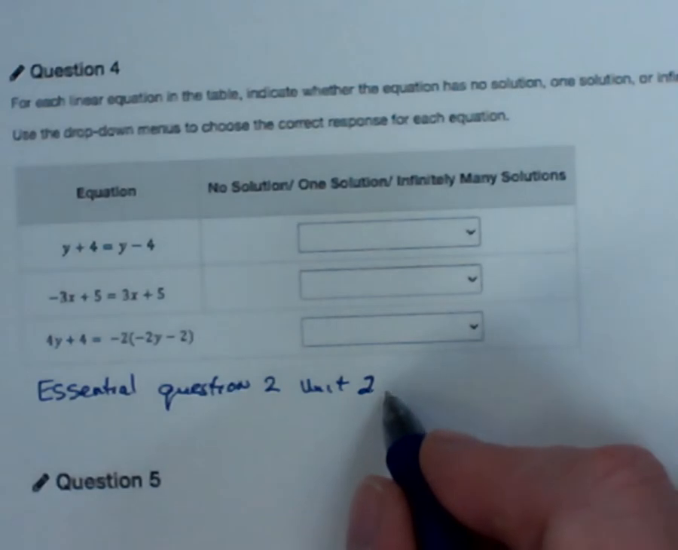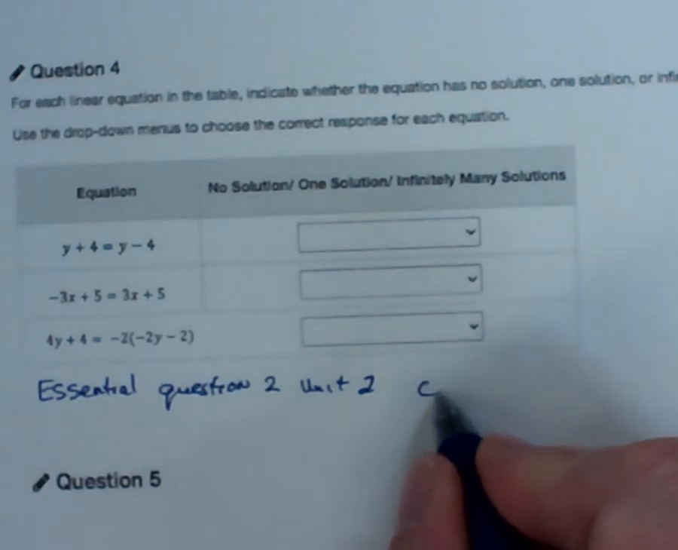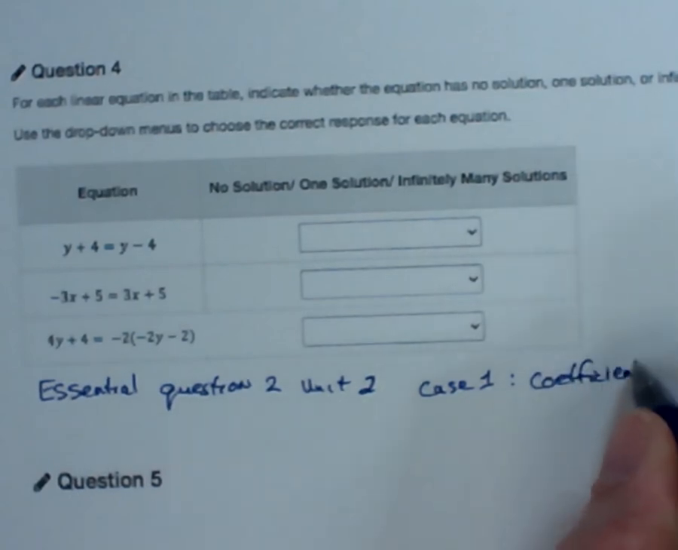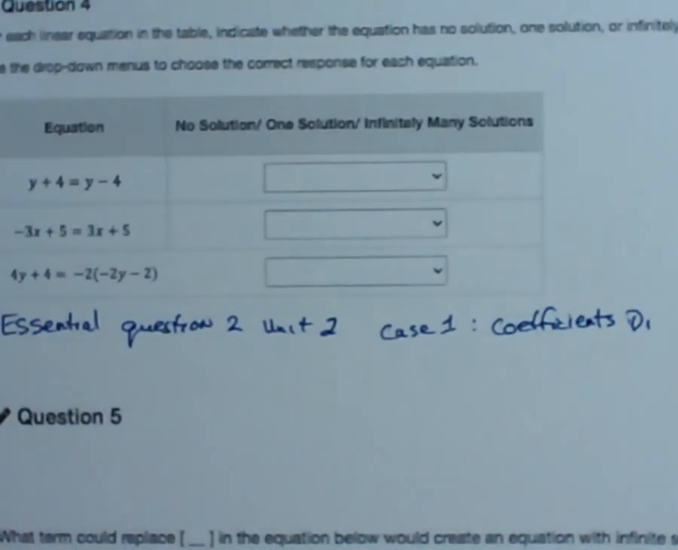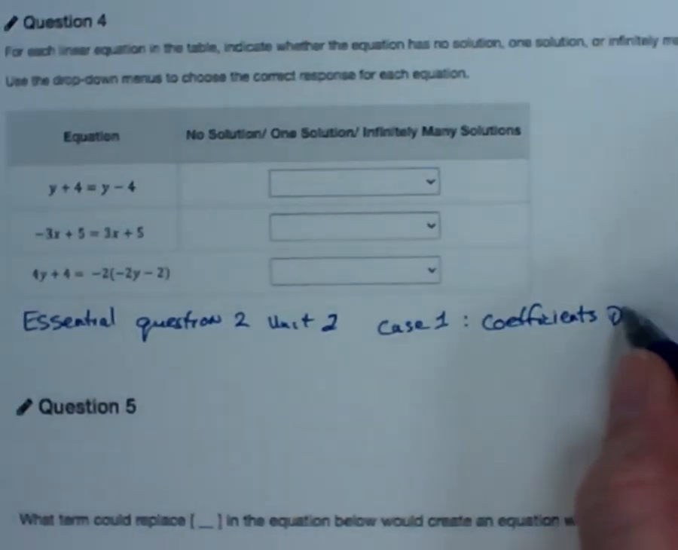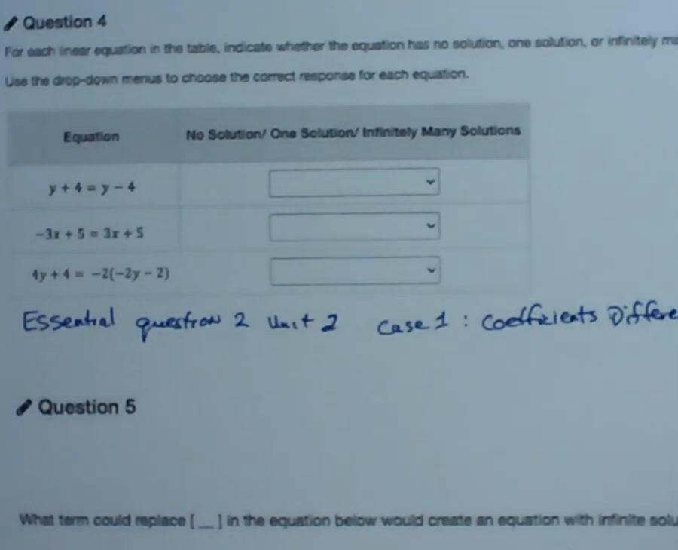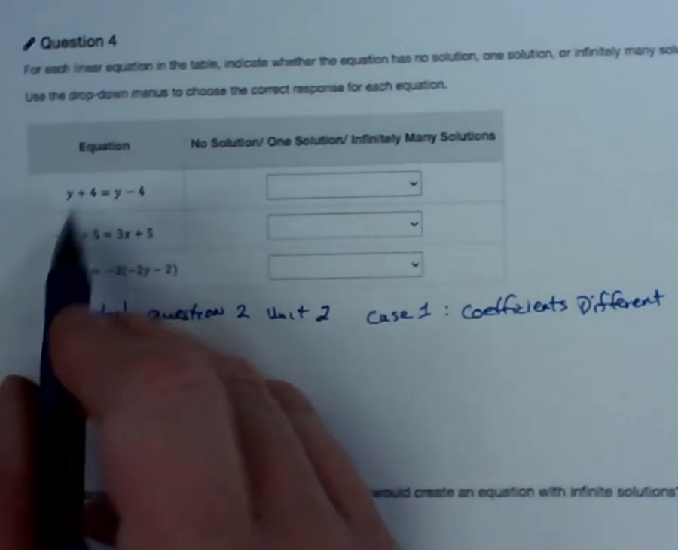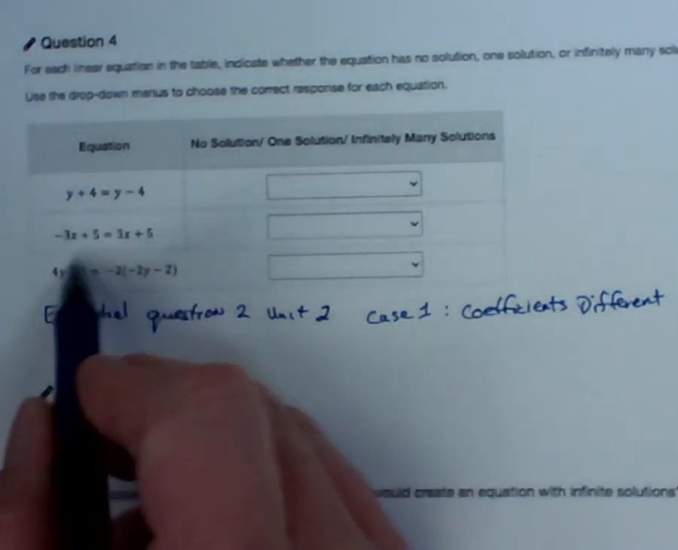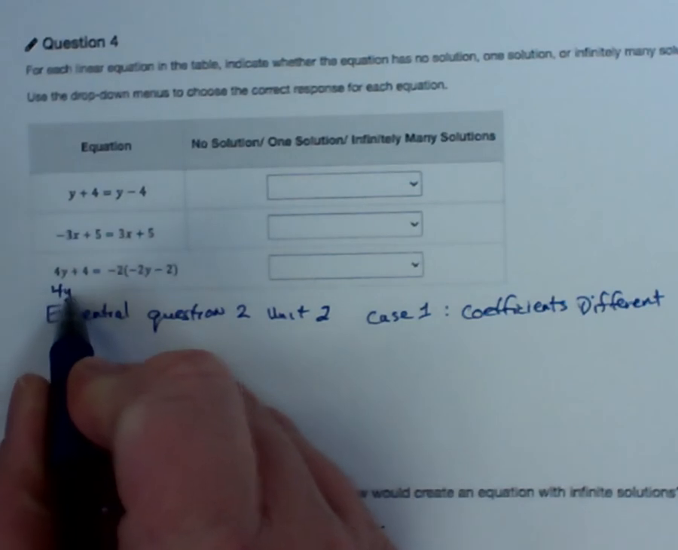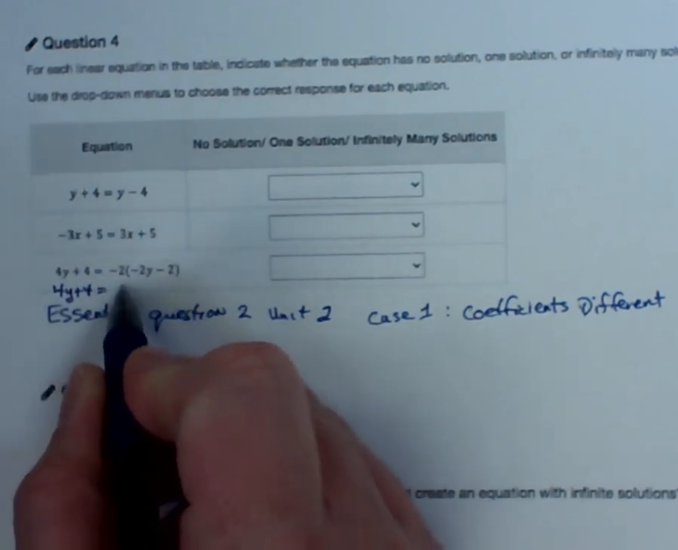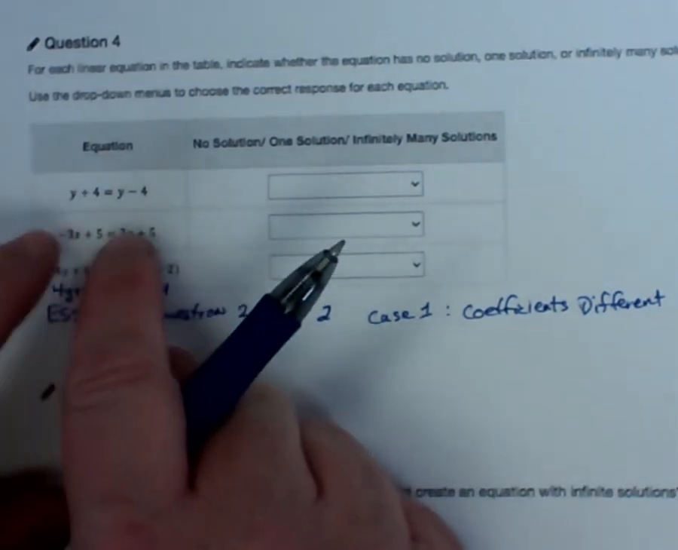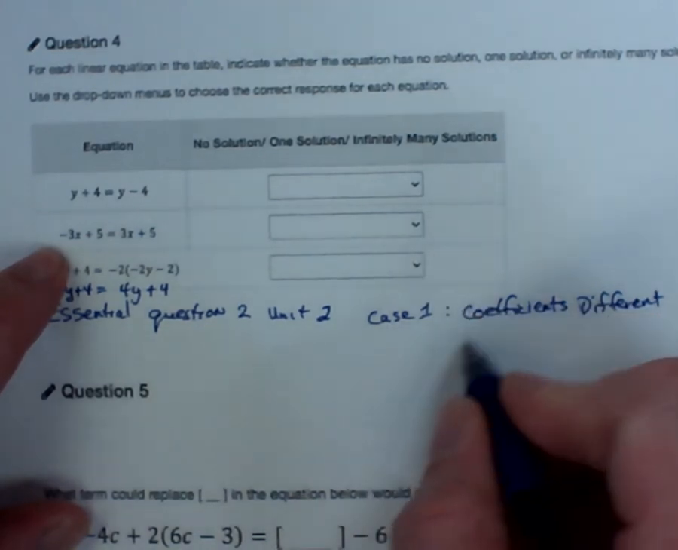Okay, so we're looking to see if there's 3 cases, right? Case 1, the coefficients are different. Oops, I gotta zoom out. The coefficients are different. So the only one, this has a coefficient of 1 and 1. This has 4. I need to distribute this negative 2, and I get 4y plus 4. So the coefficients are the same. The coefficients are the same, but here the coefficients are different. That means there's one solution.